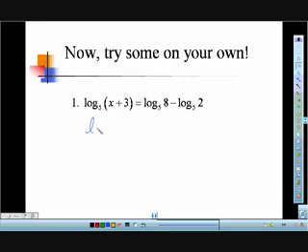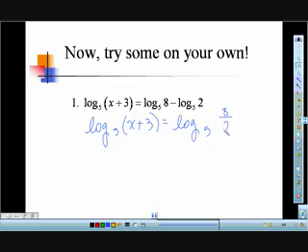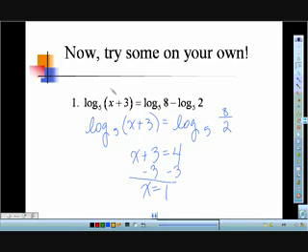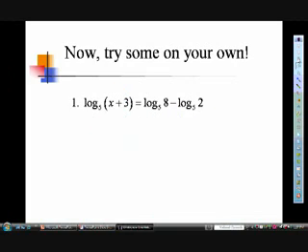So we're going to get the log base 5 of x plus 3 is equal to the log base 5, and this is division because it's subtraction, of 8 over 2. 8 divided by 2 is 4, and we can drop our log, so x plus 3 equals 4. Subtract 3, so x is equal to 1. When you plug 1 back in, you're going to have 1 plus 3, and that's 4, and that's fine. So your answer is x equals 1.